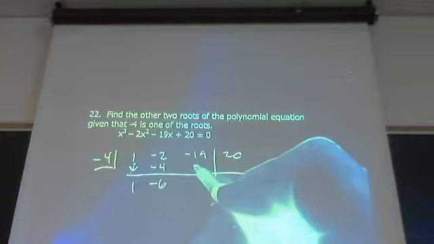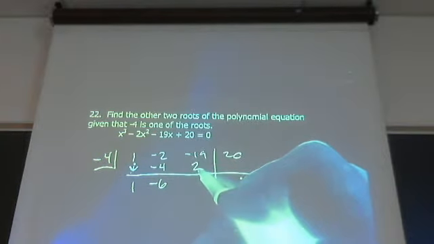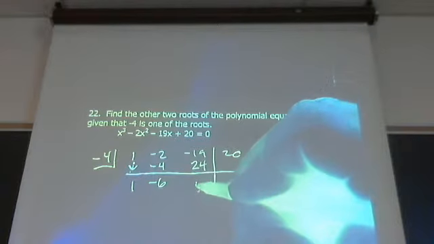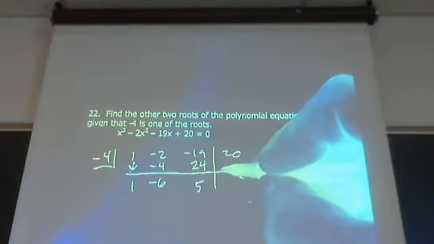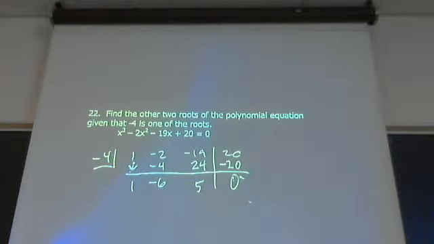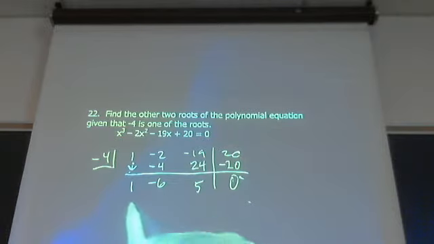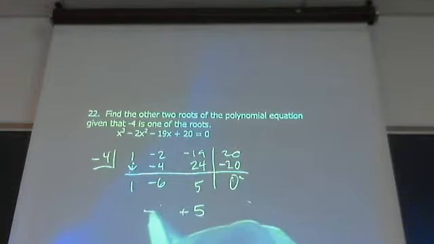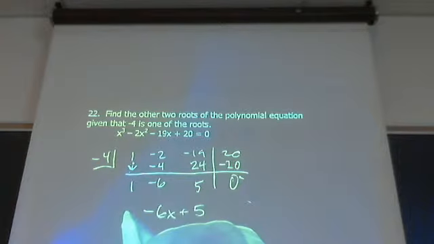What is that? 24. Add. Multiply again. Negative 20, and I'm very happy about that because I did get a 0. So now I have what? I've got 1x squared minus 6x, and how many x squared?